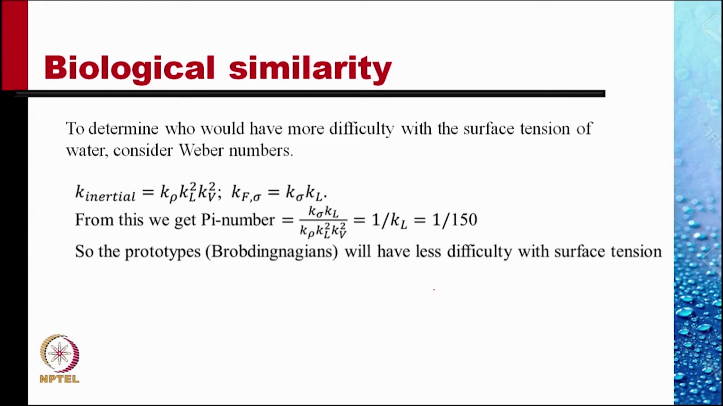K sigma KL divided by K rho KL square KV square, which is 1 over KL, K sigma being the same for water, K rho being 1. So we have this scale factor of 1 over 150. So the prototypes, which are Brobdingnagians, will have less difficulty with surface tension than would the Lilliputians.